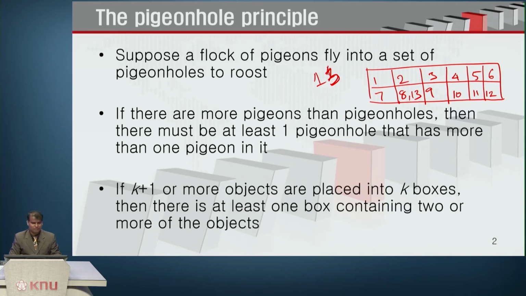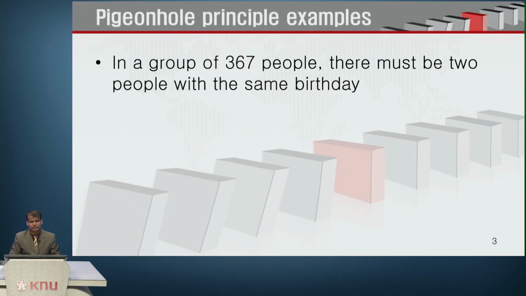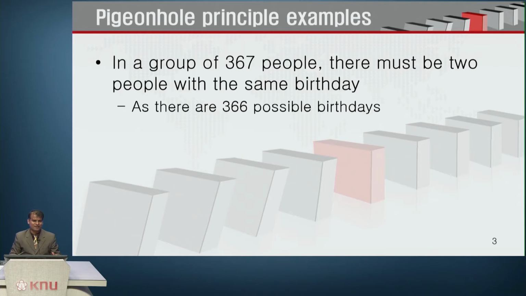Let's talk more of it. If k plus 1 or more objects are placed into k boxes, then there is at least one box that contains two or more of the objects. The same idea has been explained here with respect to k boxes and objects. Let's talk more on this principle. In a group of 367 people, there must be two people with the same birthday, isn't it? Because you have 367 people, and the maximum number of birthdays is 366, even if you take the leap year. Which means that at least two persons have the same birthday.